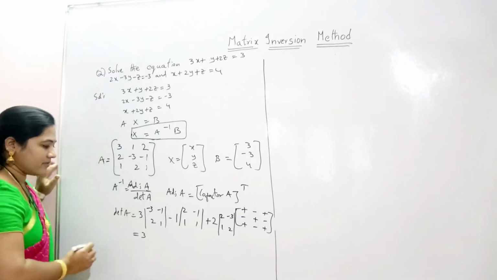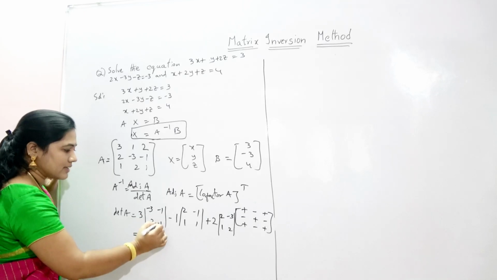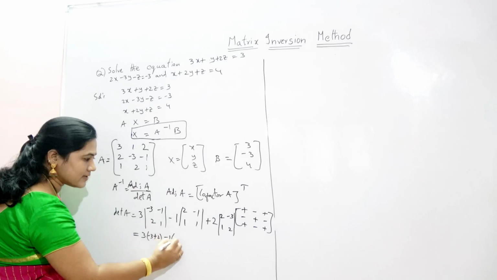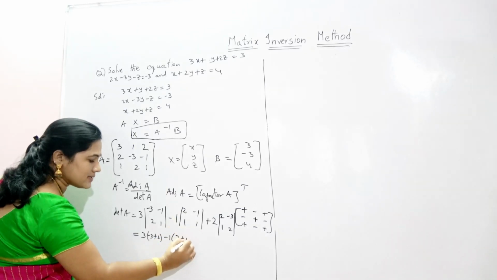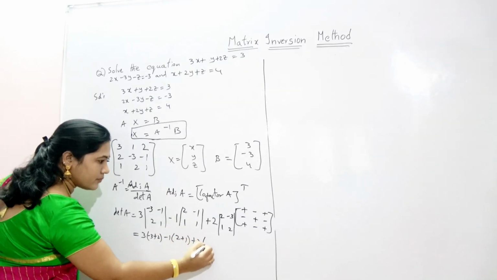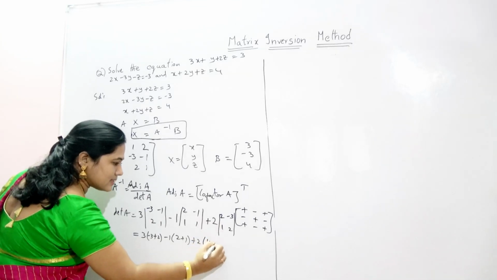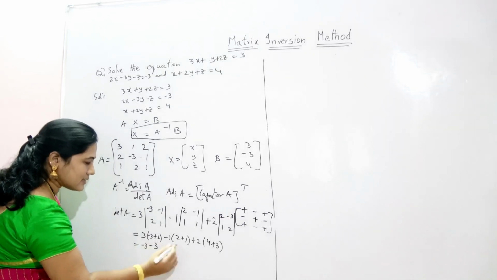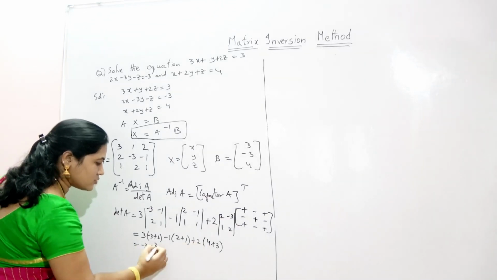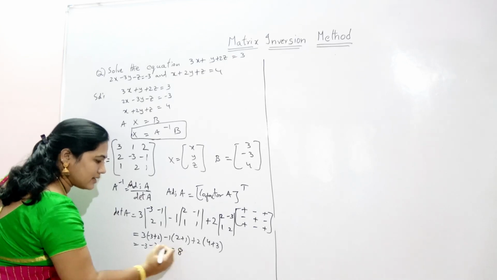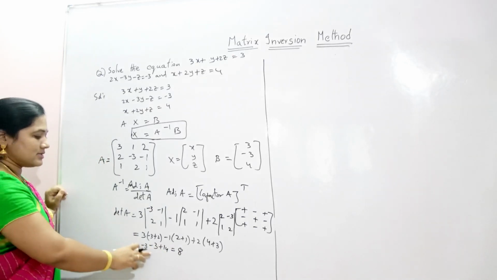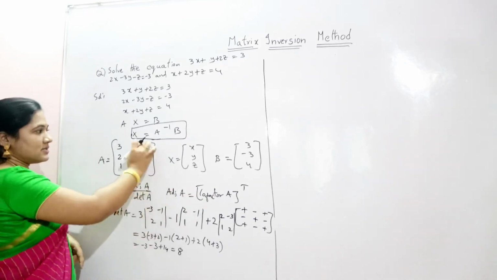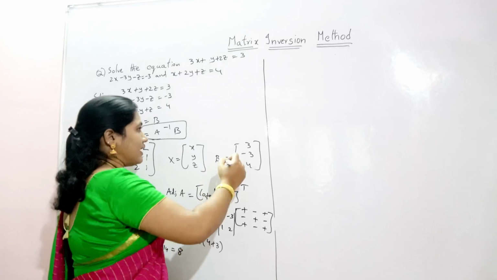And after simplification, 3 into -3 plus 2, and this is -1, 2 plus 1 plus 2 into 4 plus 3. So this is -3, -3, 4 plus 3, 7, 7 times 2 is 14. So that equals 8. So the determinant is 8. Now find the cofactor matrix.